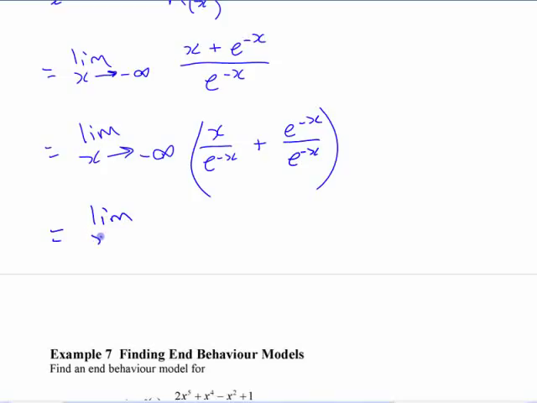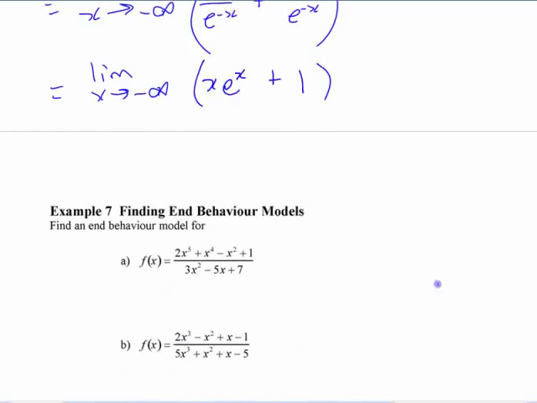The second term is the easier term to deal with here. e to the negative x divided by e to the negative x. I could actually write this as, if I wanted to, dividing by e to the negative x is the same as multiplying by e to the positive x, right? And then this is just going to be 1. Now, we're thinking about negative infinity here, though.